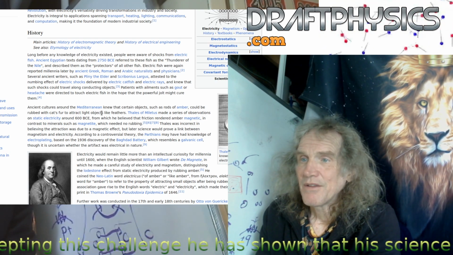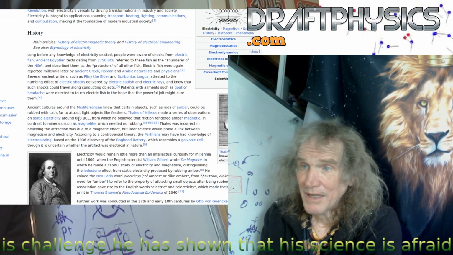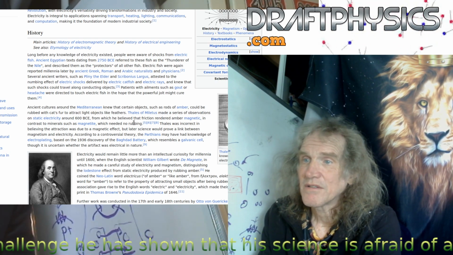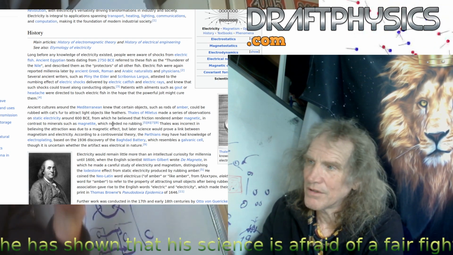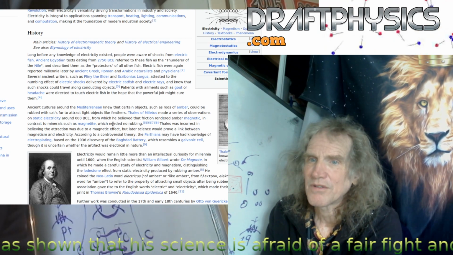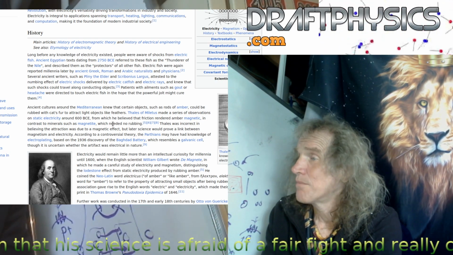Ancient cultures around the Mediterranean knew that certain objects, such as rods of amber, could be rubbed in cat's fur to attract. Okay, so we know this is just transfer of electrons. So you can do different things to take electrons off of one surface and put them on another surface. And the way you put them on another surface will decide how much pressure you can create.